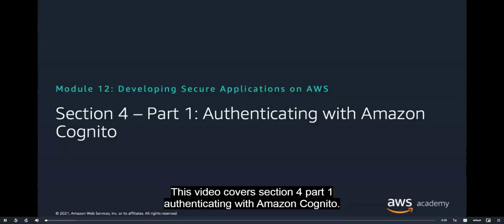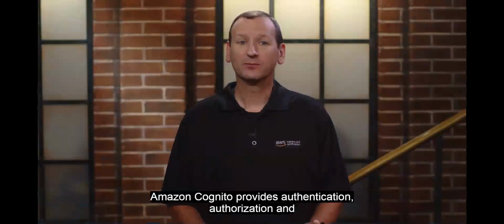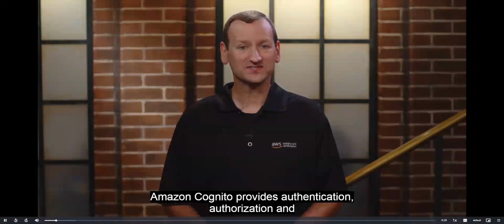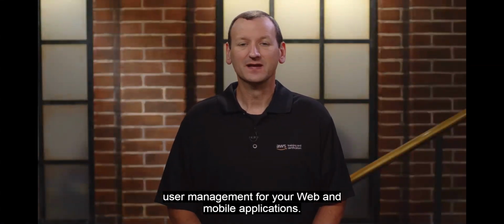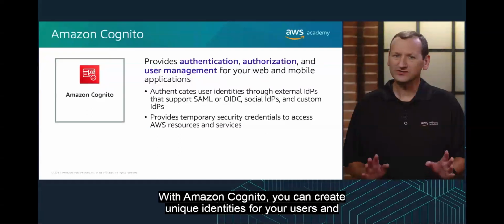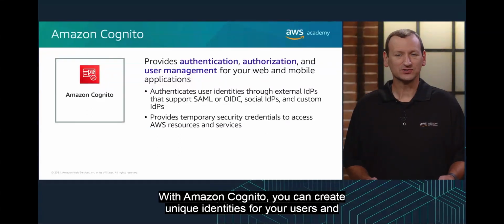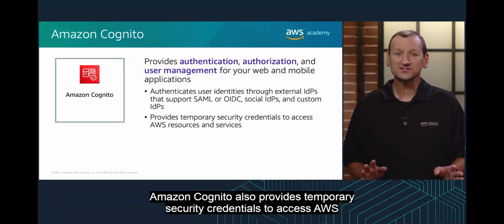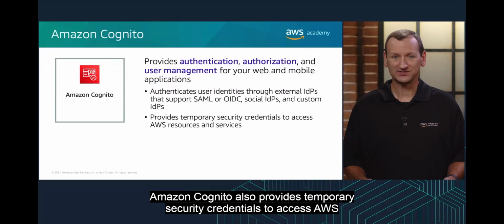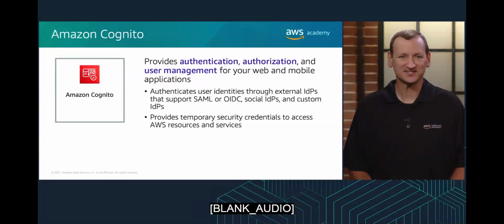This video covers Section 4, Part 1, Authenticating with Amazon Cognito. Amazon Cognito provides authentication, authorization, and user management for your web and mobile applications. With Amazon Cognito, you can create unique identities for your users and authenticate the identities through a variety of IDPs. Amazon Cognito also provides temporary security credentials to access AWS resources and services.